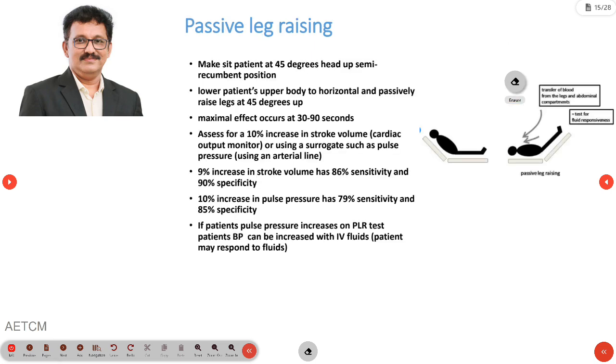Now, passive leg raising test is another important test. You can know whether the patient can accept fluid. So, what you have to do is the patient will be in this position, then immediately change the patient to reverse Trendelenburg position. So, if the BP increases, then you know that the patient can take more fluids. You can give IV fluids without any issue. The patient can accept more fluid.